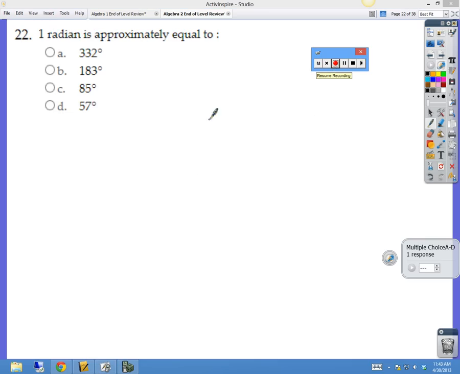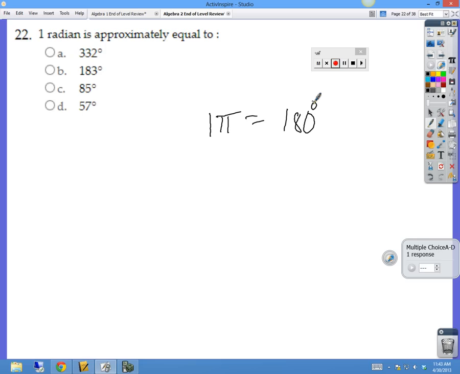Okay, so here's what we know. 1 pi equals 180 degrees. Now they want 1 radian. So all they want is 1 radian. They want you to ditch the pi. How are you going to ditch the pi? Since it's 1 times pi, divide by pi, divide by pi. 180 divided by pi is about 57 degrees.